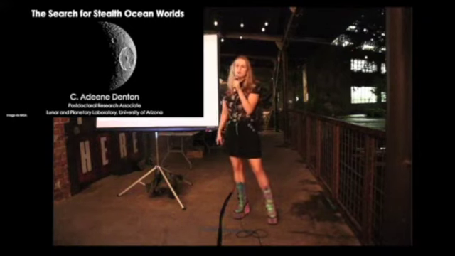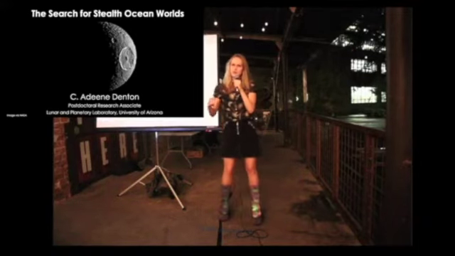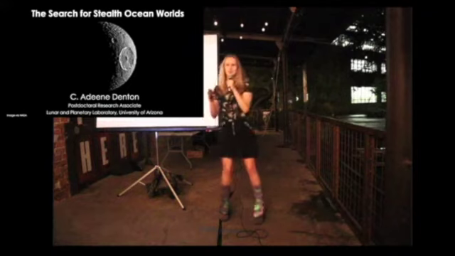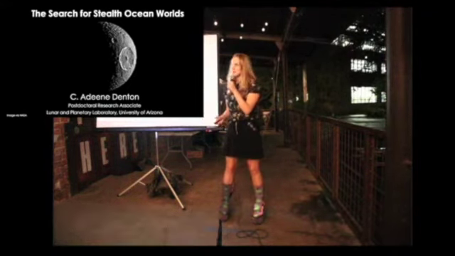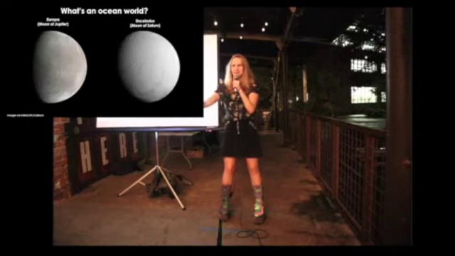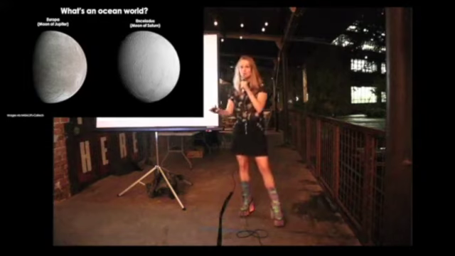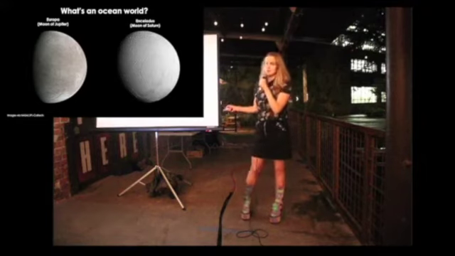The search for stealth ocean worlds. Now you may ask yourself, what is a stealth ocean world? It's an ocean world where we didn't think it was an ocean world, but it is an ocean world. Now, you may ask yourself, what is an ocean world at all? That's okay. Two of the most famous ones that you may be familiar with are Europa, that's on the left, it's a moon of Jupiter, and Enceladus, which is on the right, it's a moon of Saturn.